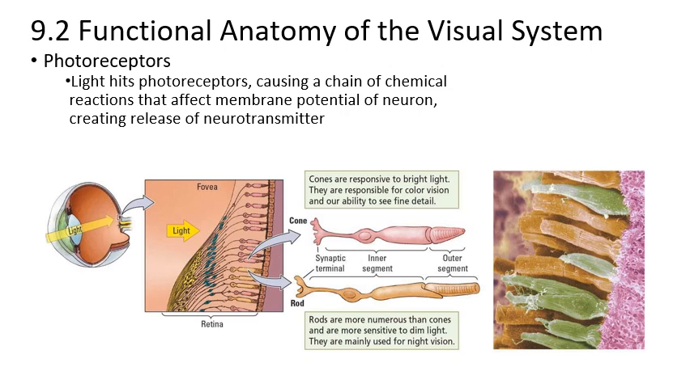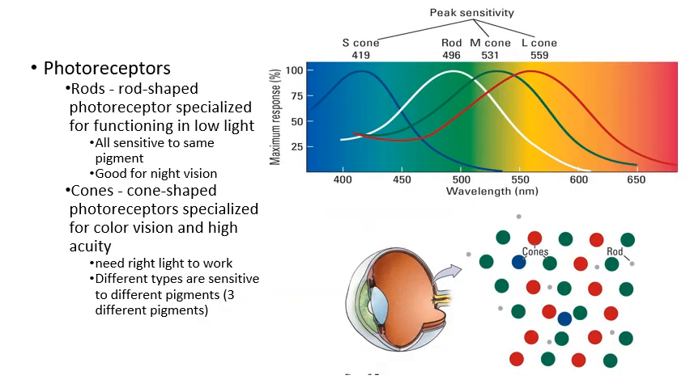Okay, so photoreceptors. As I mentioned before, light hits the photoreceptors, and this causes a chain of chemical reactions that affects the membrane potential of the neuron and releases neurotransmitter onto the connecting neurons. Rods are literally rod-shaped photoreceptors specializing in functioning in low light. So they're all sensitive to the same pigment, and they're good for night vision because they're very sensitive to small amounts of light.